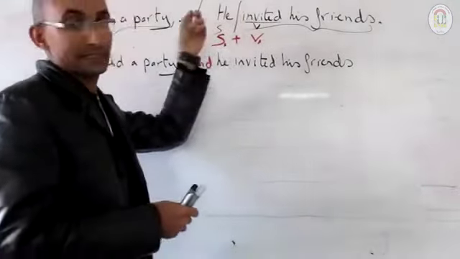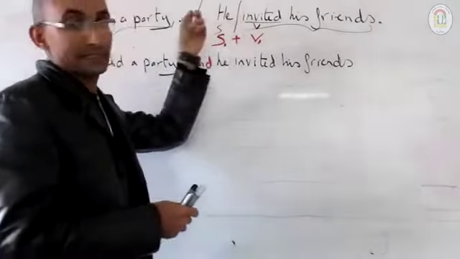John held a party, comma, and he invited what? His friends.